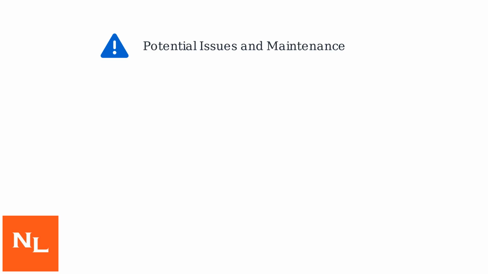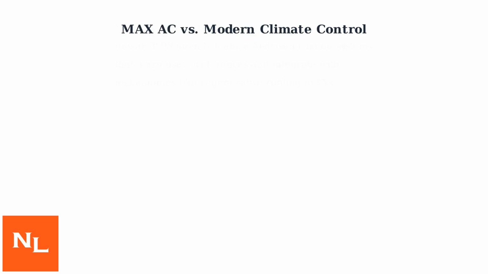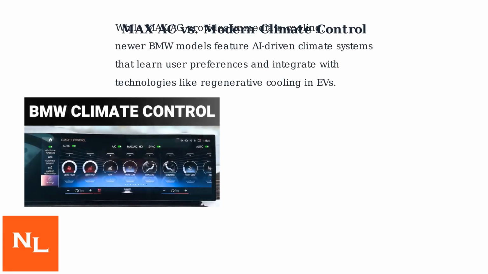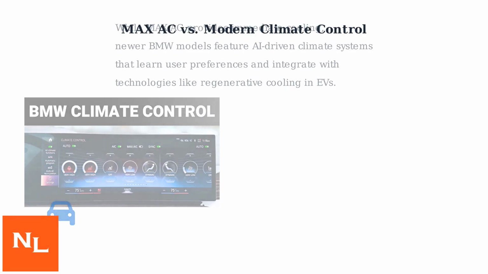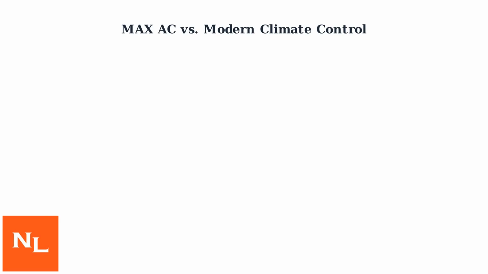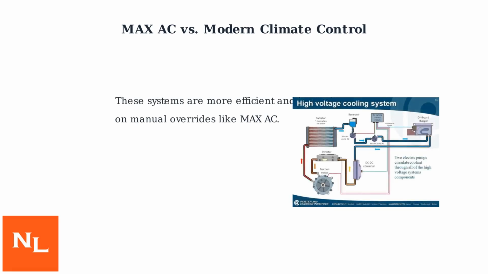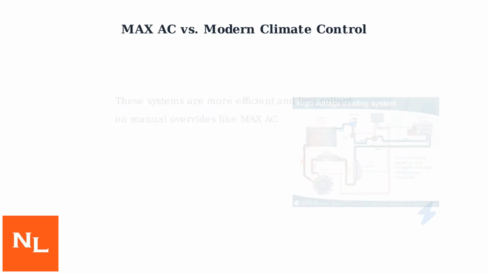Blower motor relay problems can stop the fan from operating, affecting all climate functions. The electrical diagram illustrates the blower motor system's connections and potential failure points. Max AC provides immediate cooling through manual override, but newer BMW models use AI-driven climate systems that learn user preferences and integrate regenerative cooling in electric vehicles for better efficiency. These modern systems are more efficient and require fewer manual overrides like Max AC.